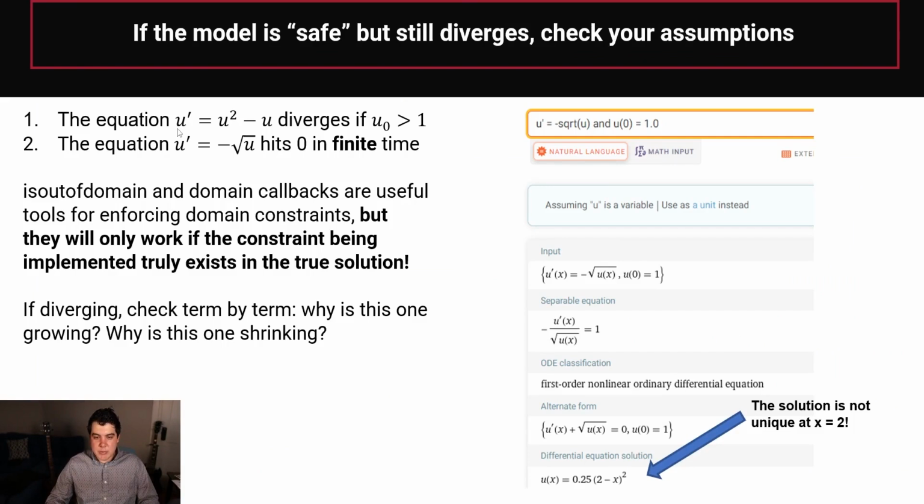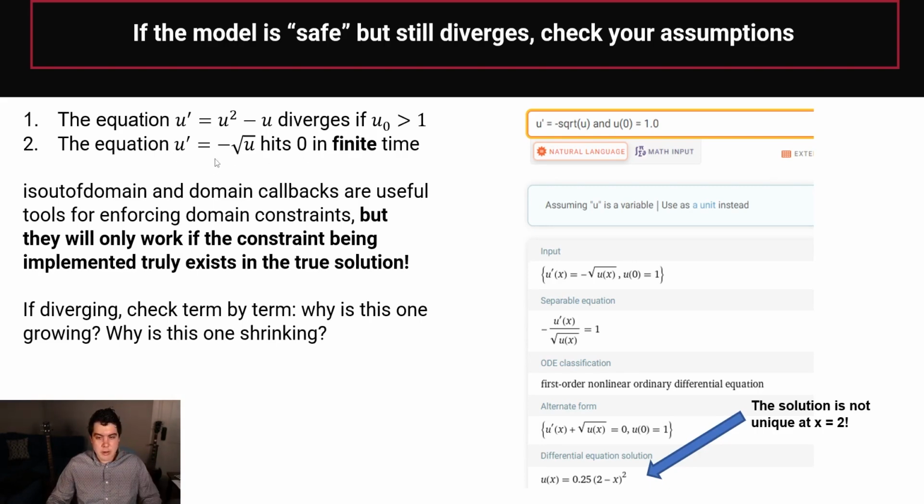So a lot of times people will look at this equation and say, hey, my model diverges. Well, if u is greater than 1, then your derivative is positive here, so therefore it's going to diverge, right? That's just a property of your model. One assumption I see a lot of people get wrong is that, hey, u prime equals minus square root of u. This goes to 0, so this ODE should always stay positive, right?